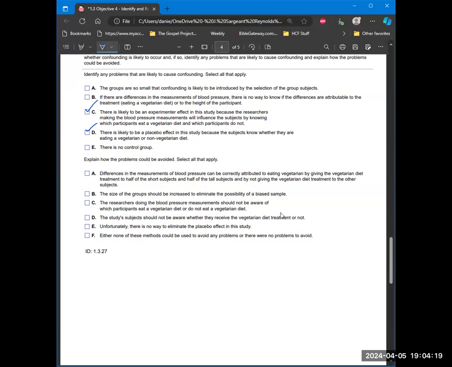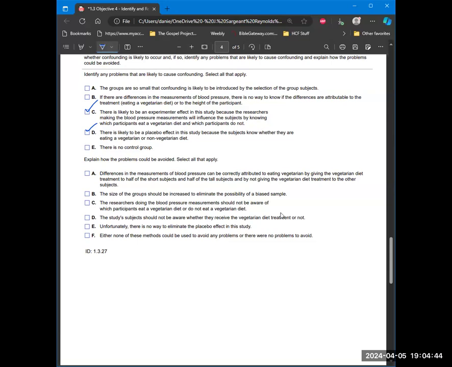And explain how the problems could be avoided. So differences in the measurements of blood pressure can be correctly attributed to eating vegetarian by giving vegetarian diet treatments to half of the... it doesn't have anything to do with height. So don't worry about A. It doesn't have to do with who's tall and who's short.